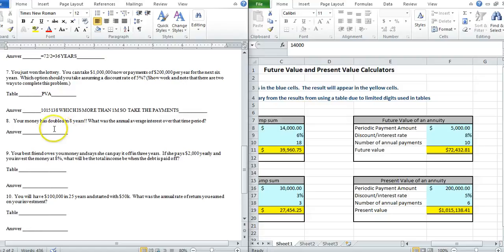All right, number 8. Your money has doubled in 8 years. Problem works the same way. You still use the rule of 72. So it's going to either be 72 divided by the interest rate or 72 divided by the years. So in this case, it's 72 divided by 8 years, which equals 9%.